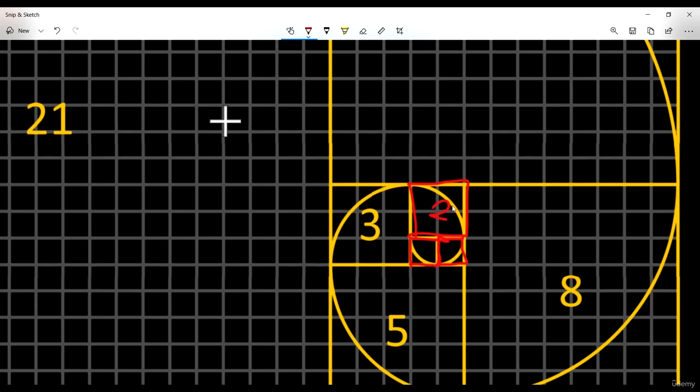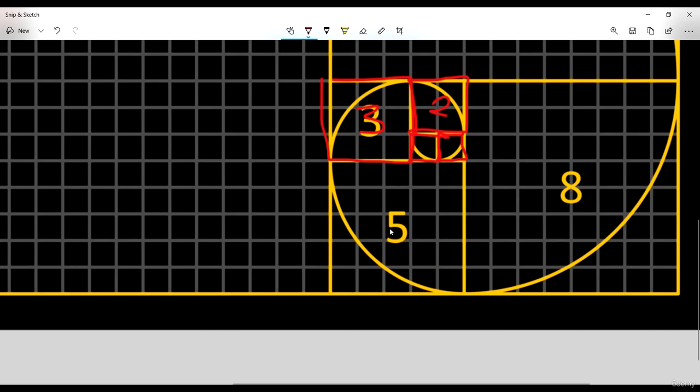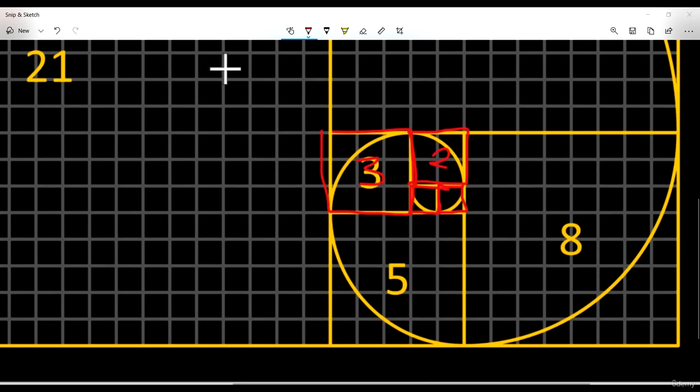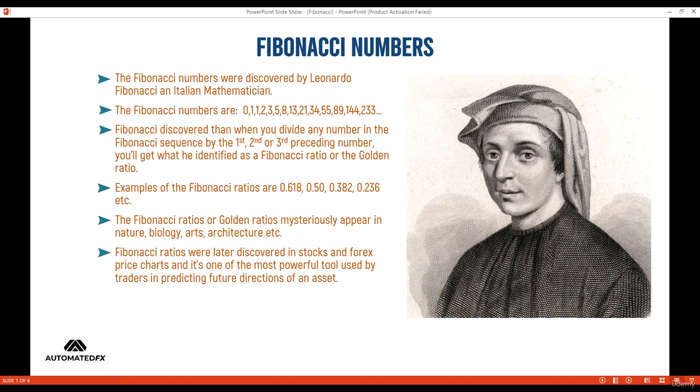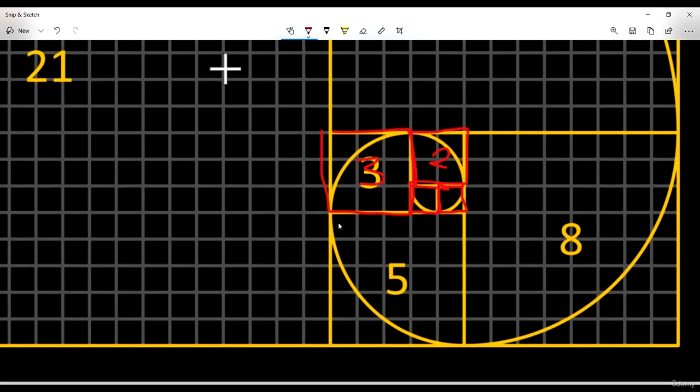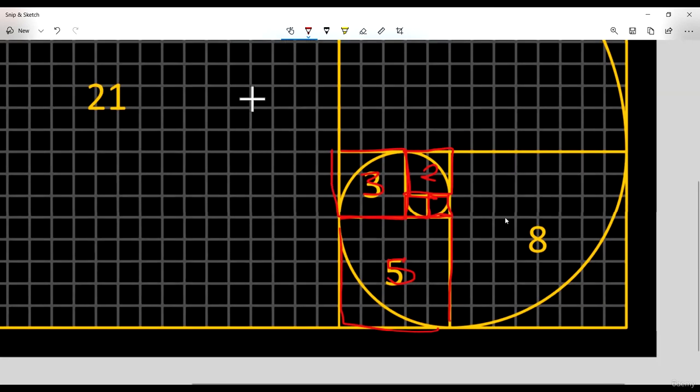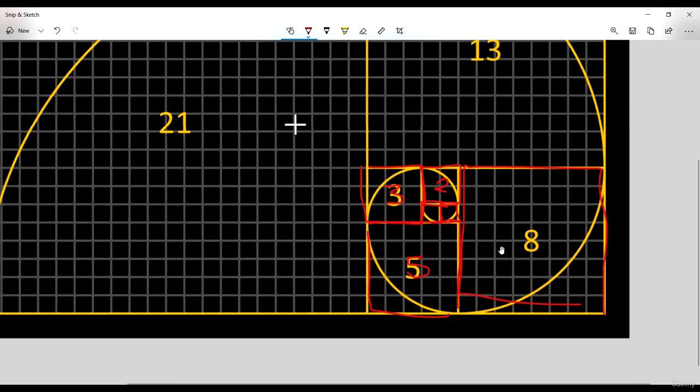Now, the next one, we have 3. Now we have 1, 2, 3, 1, 2, 3, and then they make the shape like this. So we have 3. Now, the next number is 5, right? Then we have 1, 2, 3, 4, 5, and you draw the box like this. The next number was 8. You count 1, 2, 3, 4, 5, 6, 7, 8, and so on and so forth.